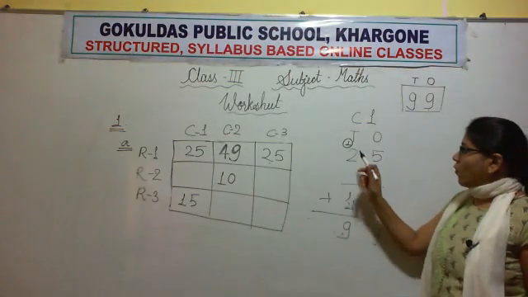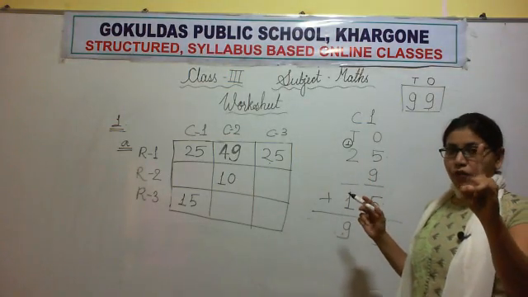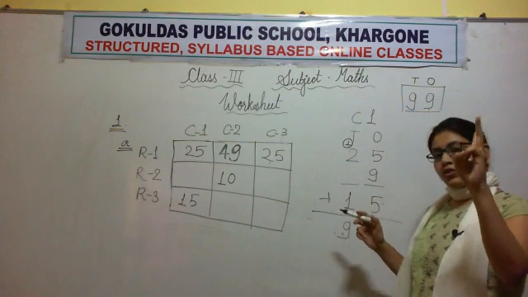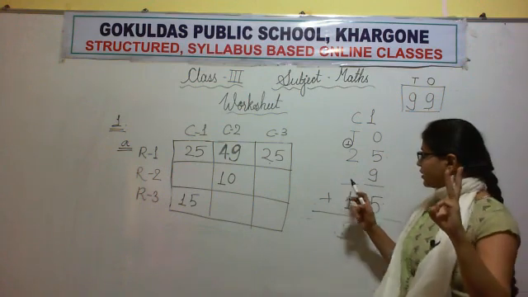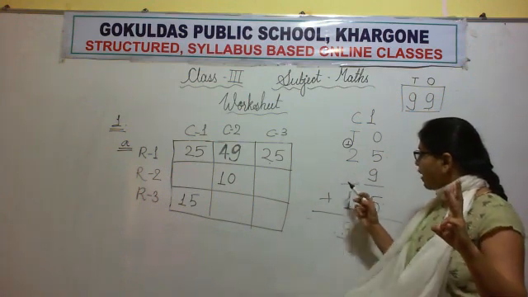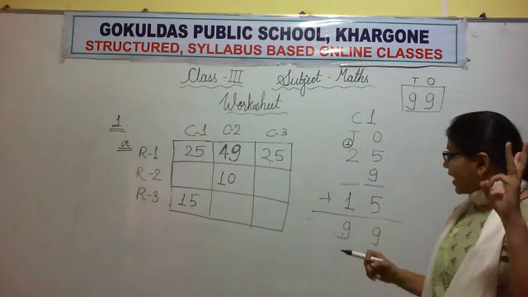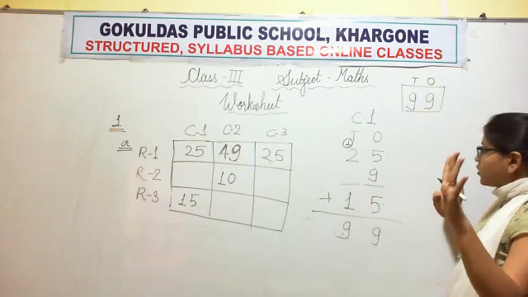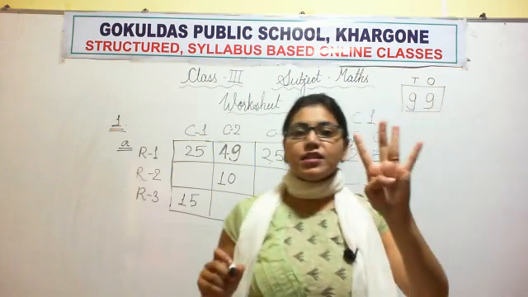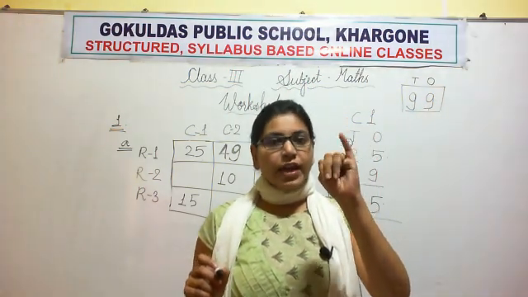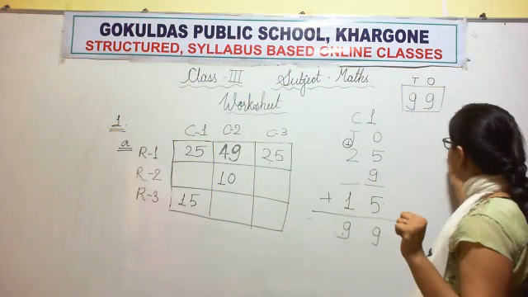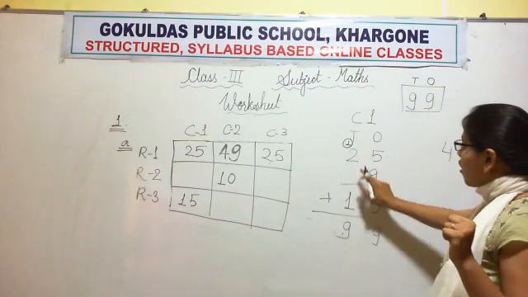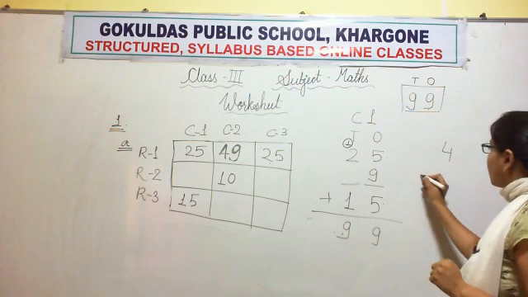So 1 is there, we will open 1 finger for it. Now 2 is there, so we will open 2 fingers for it. Now fill in the blanks. We have to find this, and the next number is 1, so we will open 1 finger for it. So let's count how many fingers. 1, 2, 3, 4. 4 fingers. It means sum of these 3 numbers is 4.